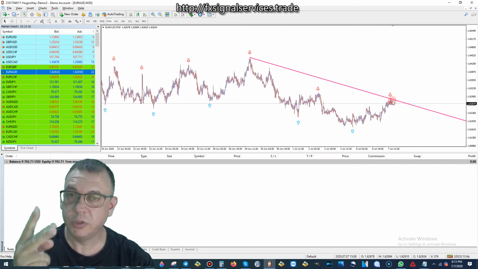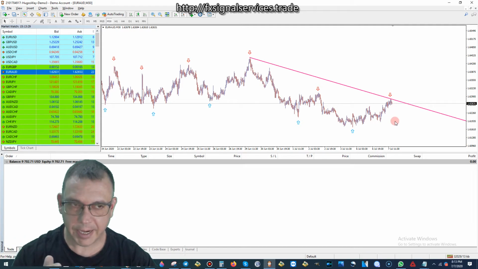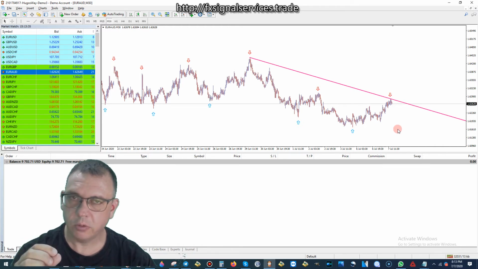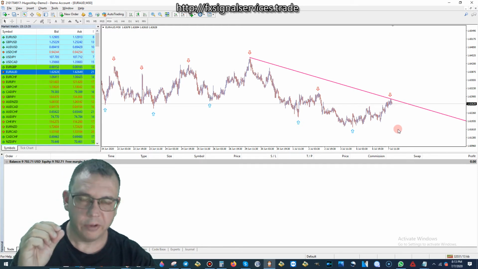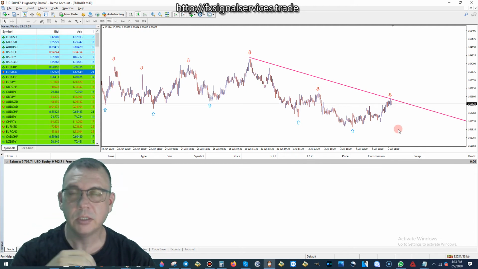So you're going to have 2 trades. You're going to have a sell that you're going to place now, close it when you get the blue arrow. Once you get the blue arrow, wait a few candles and then place another second buy trade, and then close that when you get the opposite red arrow.